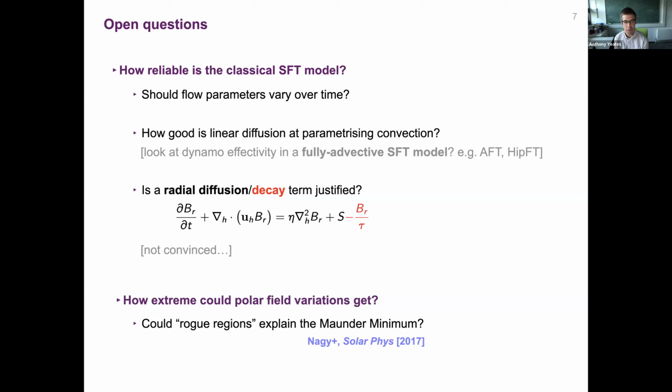And then just more broadly to finish, it's interesting to ask how extreme could these variations in the polar field strength get? Could it be that these rogue regions, or active regions that have very abnormal properties, lead to a strange polar field? Could that be what caused things like the Maunder minimum in the past? We don't know, I think. So these are questions about the polar field, but hopefully there'll be some interesting discussion.